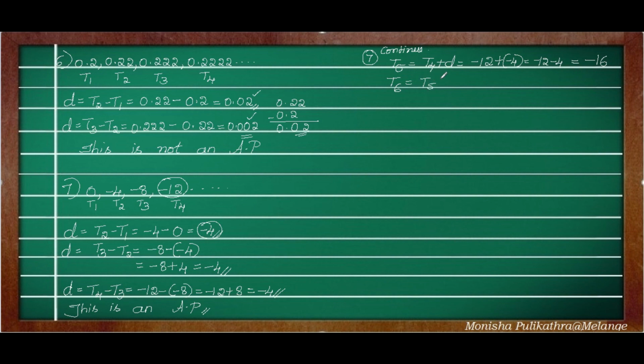Then the sixth term is T5 plus D, previous term plus D. T5 is minus 16 and the common difference is minus 4. It will become minus 16 minus 4, that is minus 20. Next, the seventh term: previous term plus common difference. So minus 20 minus 4, that will be minus 24. Hope you understood the problem and how to do it. It is a pretty easy problem, usually asked for 2 marks.